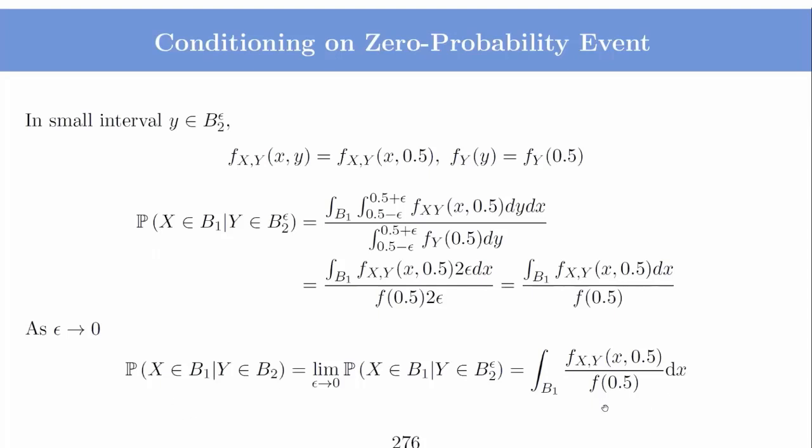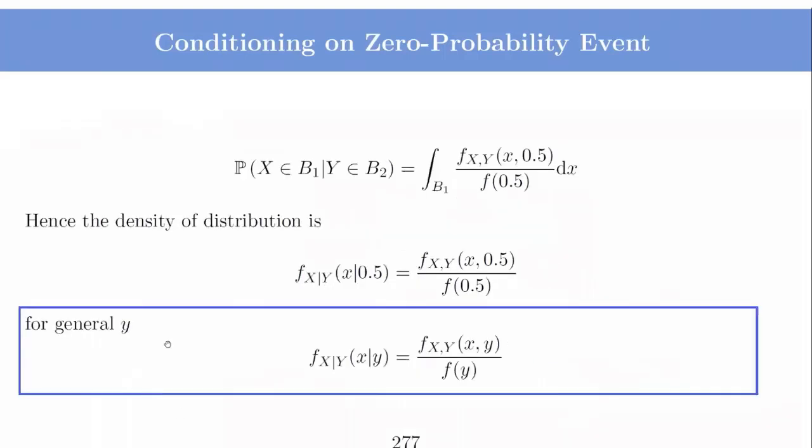So now you are getting the feeling that I'm conditioning on B2, but I'm computing the probability that X belongs to B1, and that is written as the integration of some function over B1. So this function is the density of this conditional probability measure. It's a conditional density. Formally, the density of this distribution can be written as the joint density at (x, 0.5) divided by f_Y(0.5). And for a general value y, I can say the conditional density of x given y is equal to the joint density divided by the value of the PDF of y at that point. I missed that: this should be f_Y, the PDF of y.